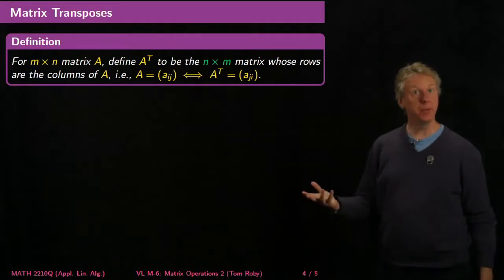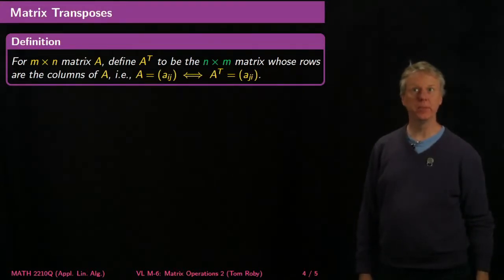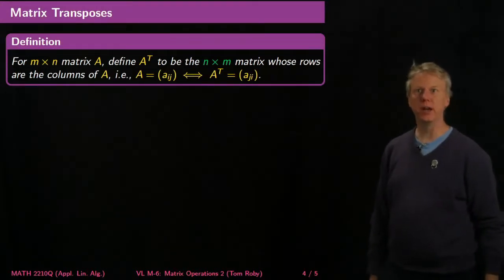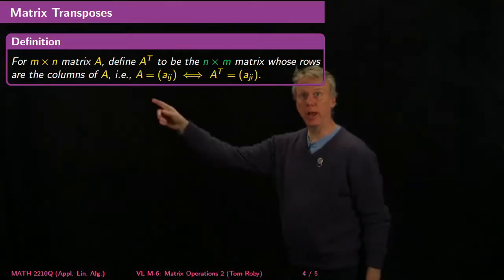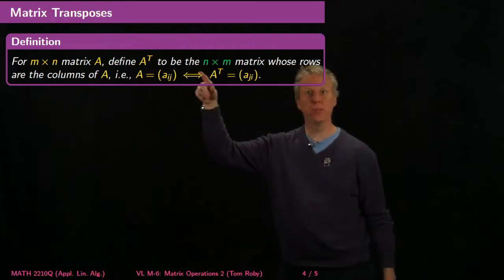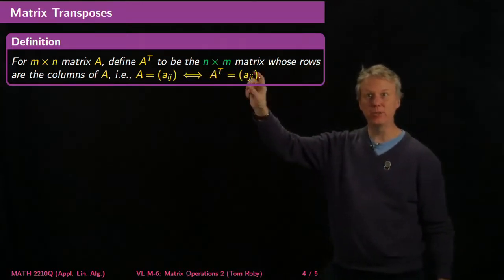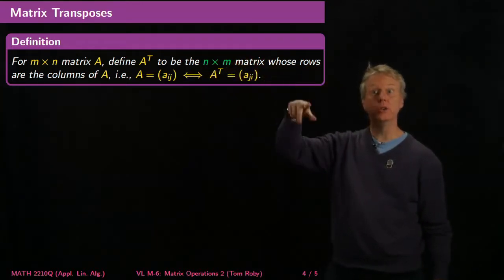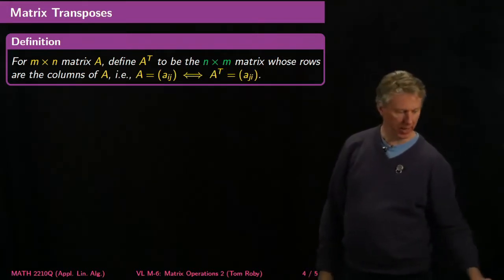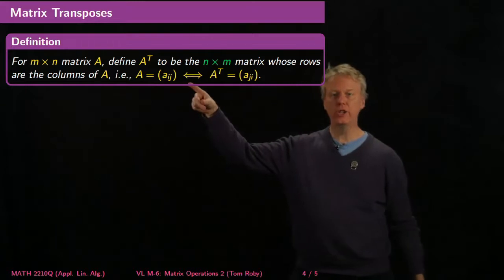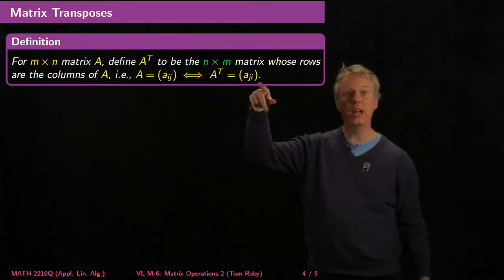Okay, so the last topic for this video lecture is matrix transposes. This is a very nice operation. It's very simple to understand. If you have an m by n matrix A, then the transpose of the matrix is the n by m matrix. So you flip the dimensions, whose rows are the columns of A. Another way of thinking about that is if A is Aij, then A transpose is Aji.